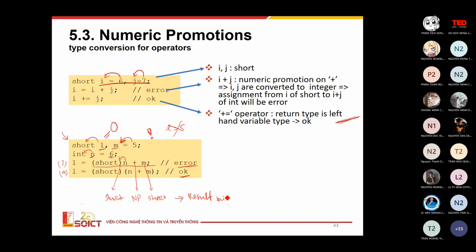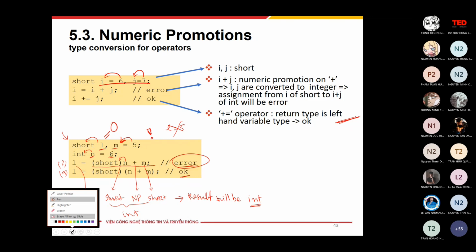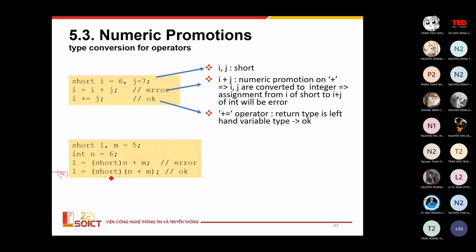So the result will be 11, but the type is int. Yeah, the result will be int. Okay, no, because it is a numeric promotion. Okay, and here that means the right hand side is int and the left is short, so it's an error. So this is an error. Okay, thank you. And you explain for me the last slide, the last one. Can you explain to me?